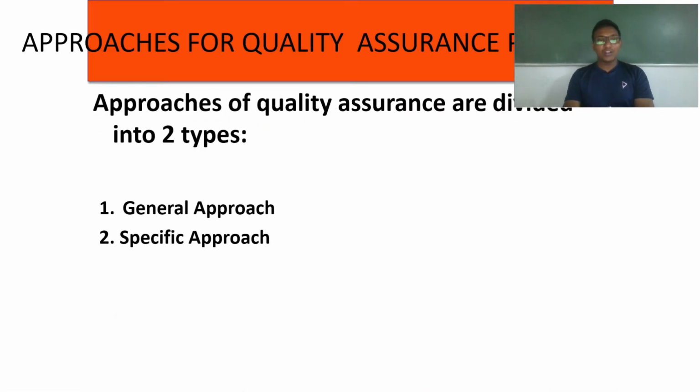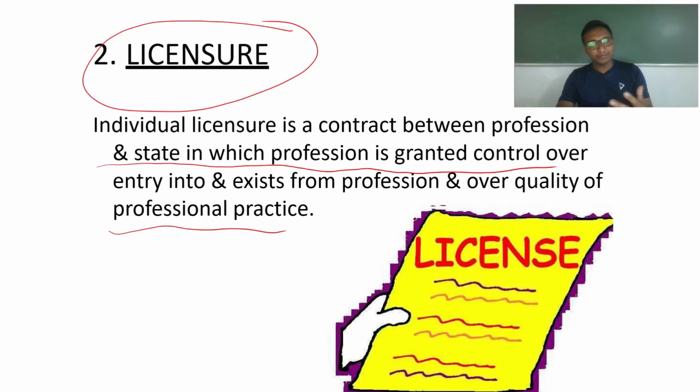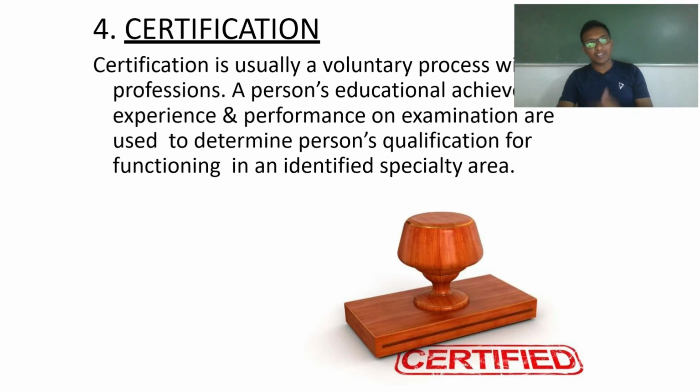So we have what? General approach, and we have specific approach. In the general approach, we have credentialing, licensure, accreditation, and certificates. This is how they will say a hospital is a quality hospital. This is how we can assure quality assurance in a general manner.